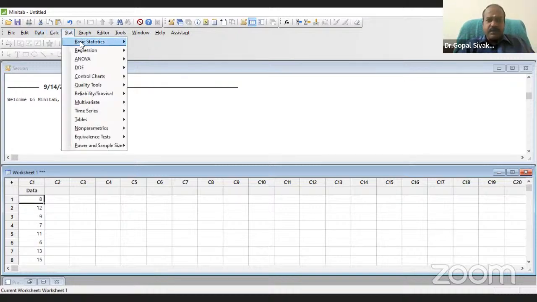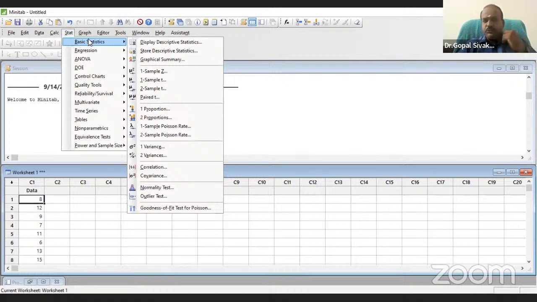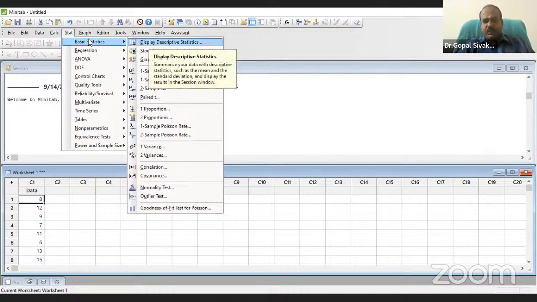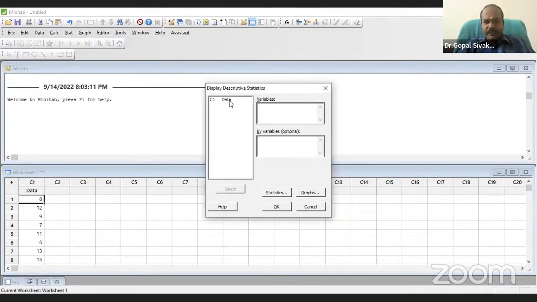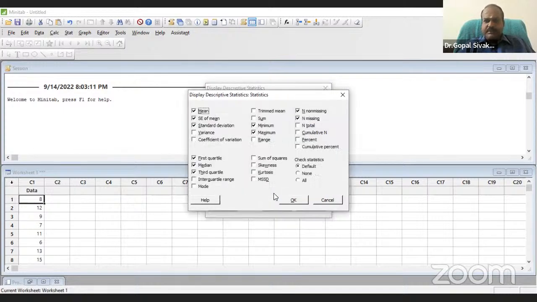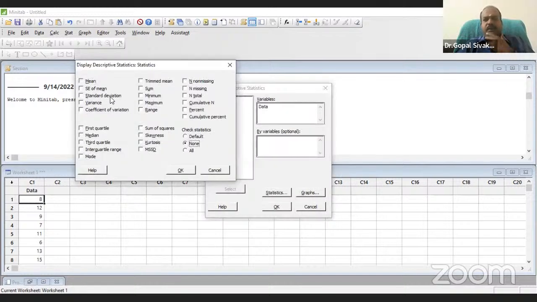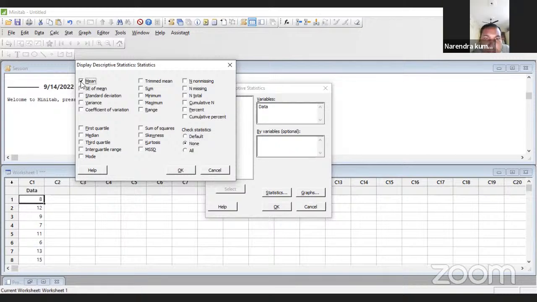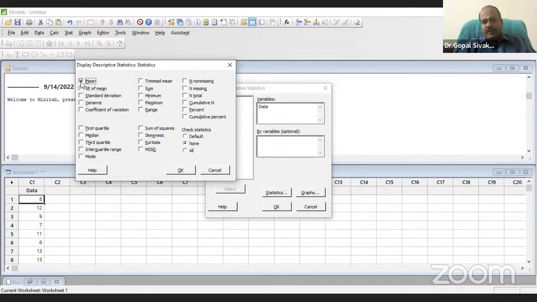Go to Stat, go to Basic Statistics, Display Descriptive Statistics. And now I select the data. Now what are the statistics that are required? Can you read all these things? So many statistics are available. You need to learn them so that you can use them. What is available? Mean. So let me tick the mean, so Minitab will calculate the mean for us.